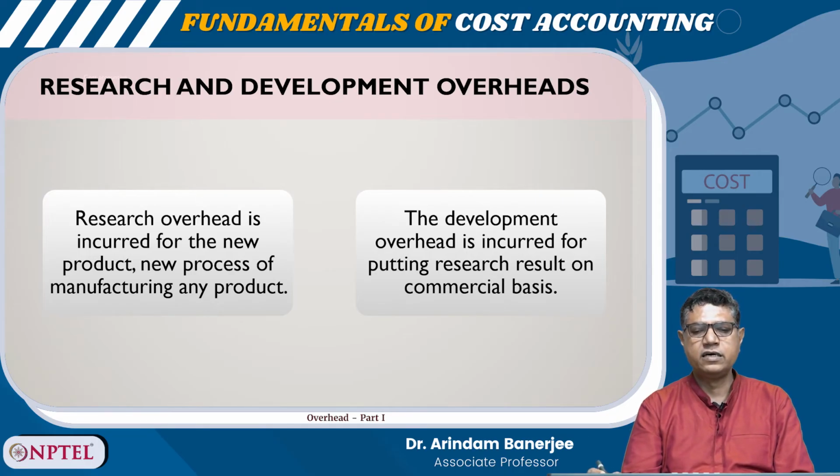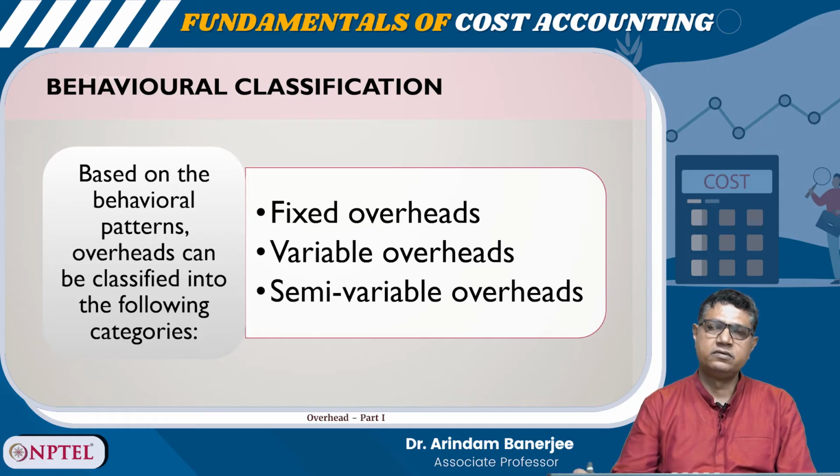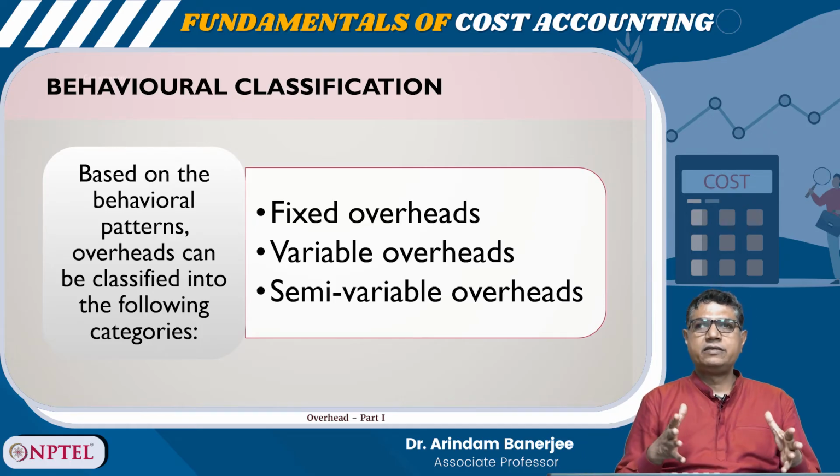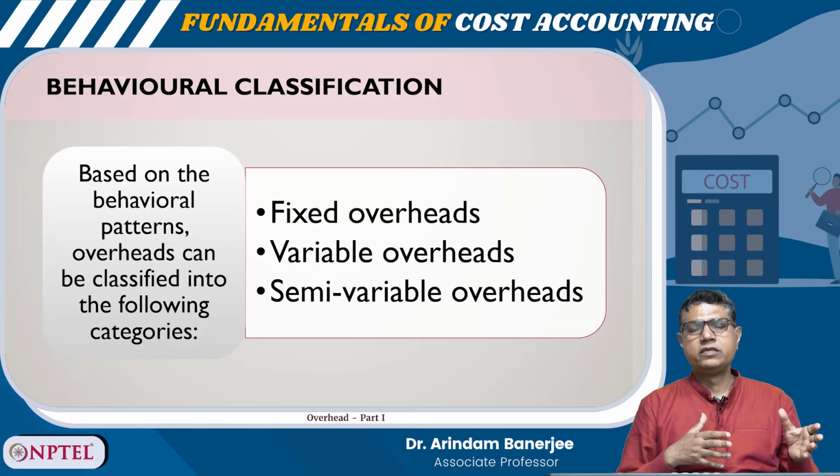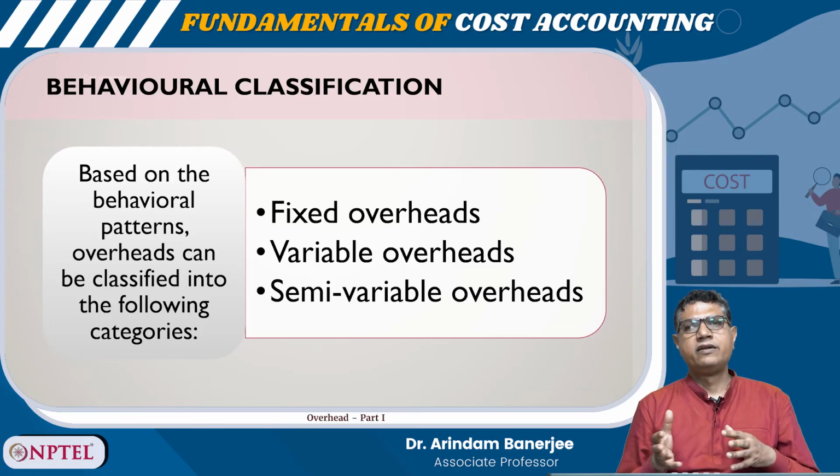And research and development overheads, this is the next one. Research overhead is incurred for the new product, new process of manufacturing any product. The development overhead is incurred for putting research results on commercial basis. So, these were the functional classification of overhead, right? The overhead incurred for manufacturing, for sales and distribution, for administration and for research and development.